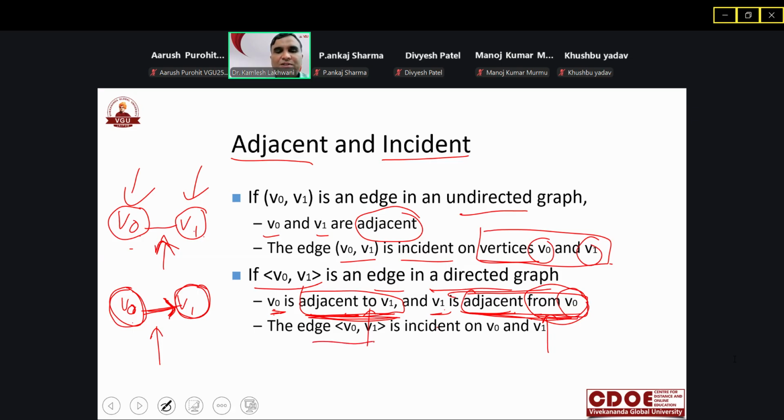So the edge V0, V1 is incident on V0 and V1. So this is the incident, the edge is incident. Right? The terms adjacent to and adjacent from signify the direction of the edge.